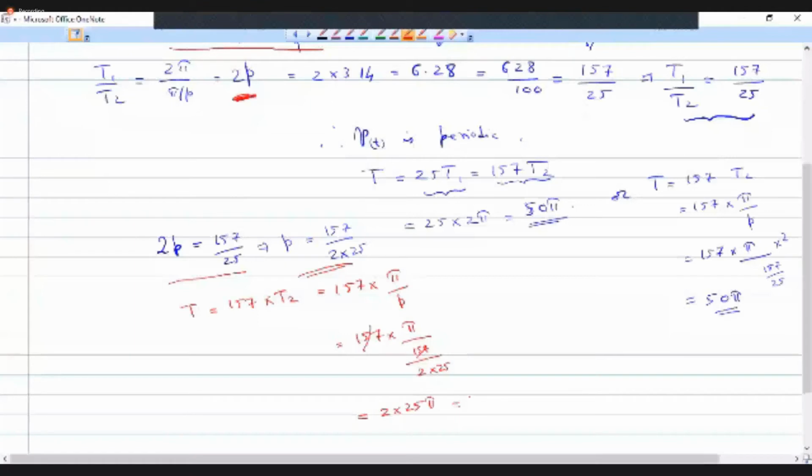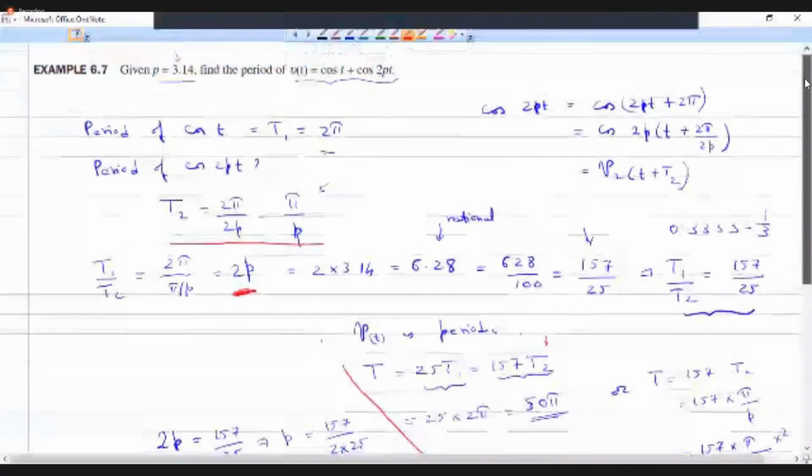Yes, sir. Are you getting it? Yes, sir. Okay. So whatever you substitute, because for convenience, I just substituted 25 t1 here. You can take this value also. Substitute t2 here. You'll get the same answer. Okay. It's up to you. You can take any value. Any doubt? Any more doubt?